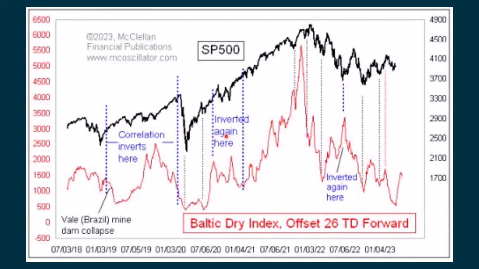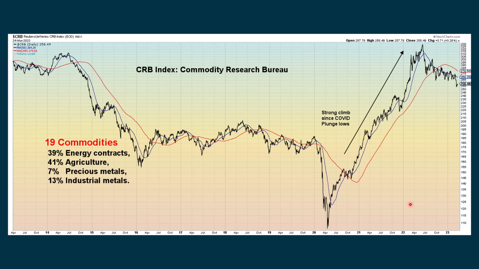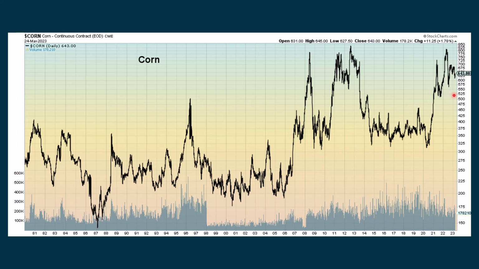Then it inverted again, then it inverted again. So it's by far from a perfect relationship, but we can look at this just to get some ideas. Another thing we check out is the CRB index, which has given us a recent death cross and has been in a downtrend.